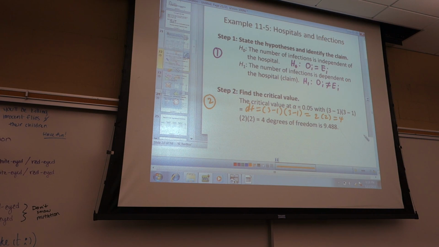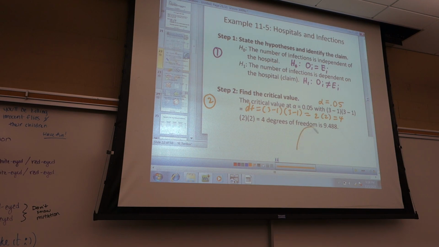Doesn't say what the alpha is, right? Right, so if I don't say what the alpha is, what's the alpha? 0.05. If I don't say what alpha is, it's understood that it's 0.05. So pull out your handy dandy chi-square table. Alpha 0.05, degrees of freedom 4. Fourth one down, it should be 9.488.